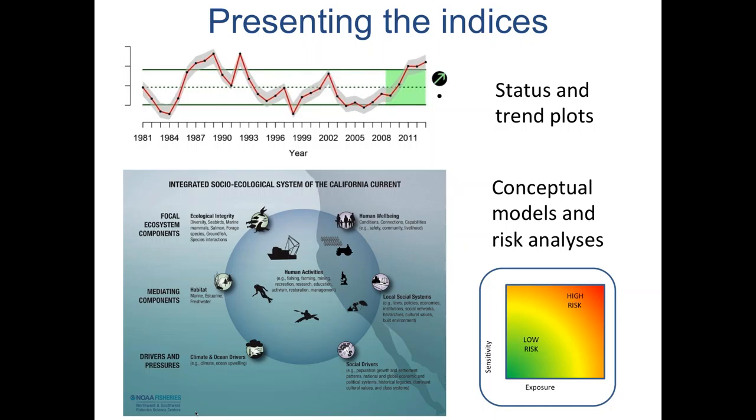And then the final way of presenting some of this data is through risk analyses. So this is getting towards management decisions, where you look at a particular indicator, and you can look at both how its exposure would change on the x-axis and how its sensitivity would change on the y-axis based on some decisions that are made, and you can see if that increases the risk to that indicator or lowers the risk to that indicator. And again, you'll see some examples of each of these as we progress through this series of webinars.